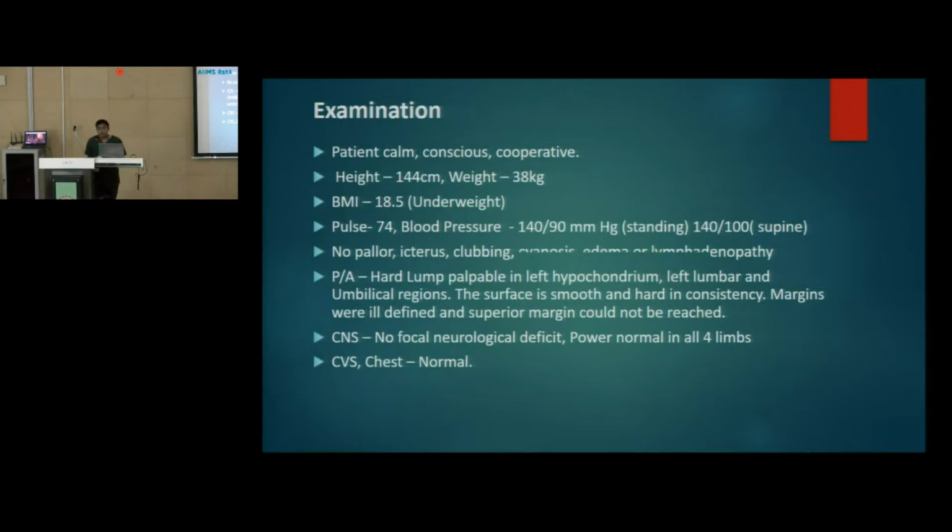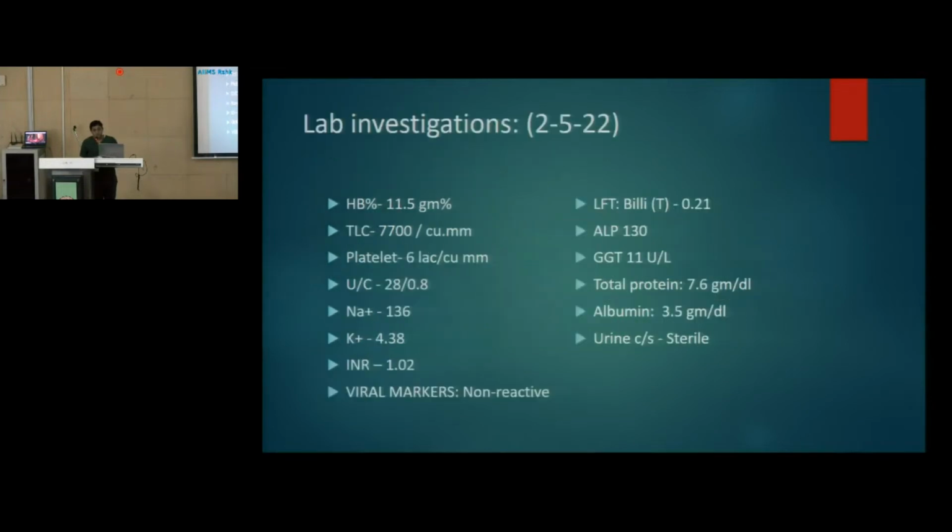On per abdomen examination, there was a hard lump palpable in the hypochondrium, left lumbar and umbilical region. The surface was smooth and it was hard in consistency. The margins were ill-defined and superior margin could not be reached. Rest of the systemic examination was normal. CNS examination was normal with no focal neurological deficit, and power was normal in all 4 limbs.